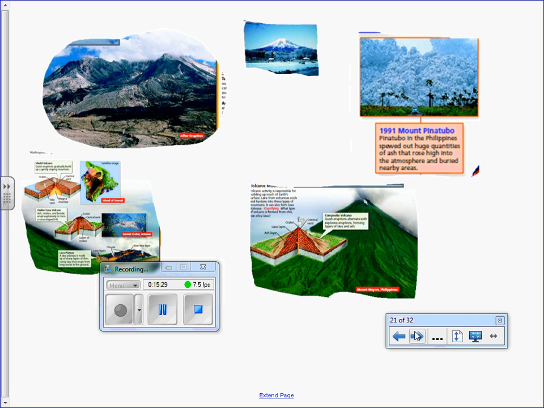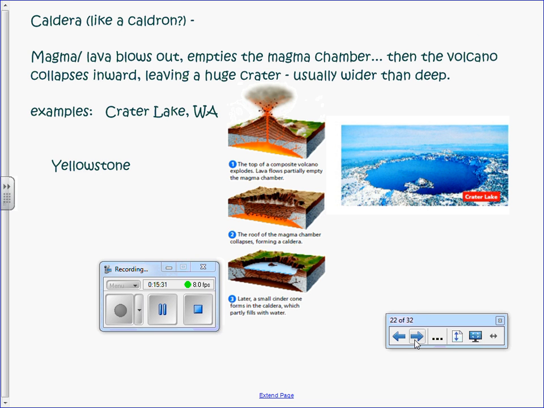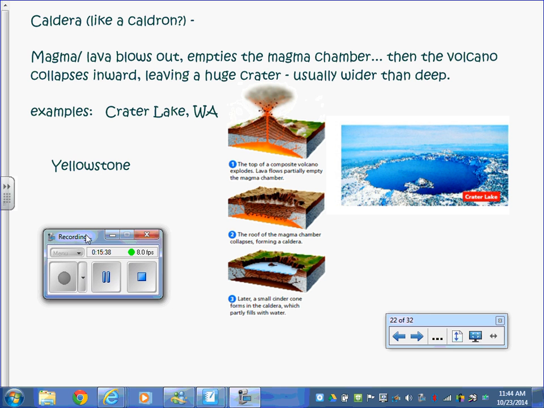So there's this page. Let's see what we got next here. These are some of the other volcanic features. Here's another thing that sometimes can happen. A caldera is like cauldron. One thing that can happen is when that magma chamber blows all of the material out, then it collapses in. And Crater Lake in Oregon is an absolutely beautiful, stunning example of a volcano that has collapsed and is extinct.